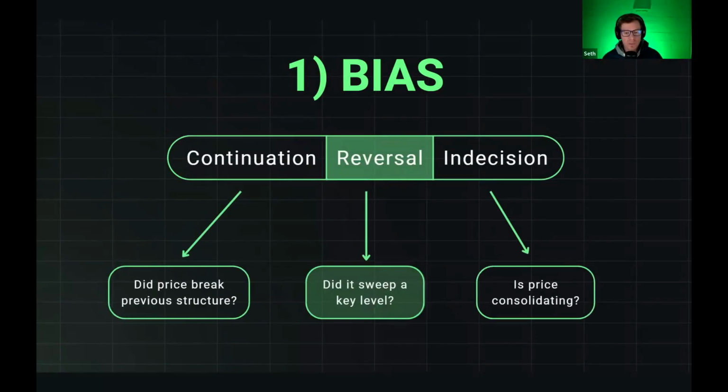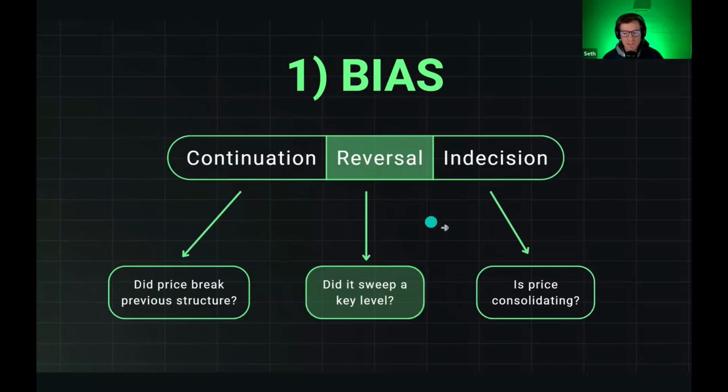So first of all, let's start with bias. Determining the bias, there's only three different aspects of bias. It's either in continuation, there's a reversal, or it's in indecision. And these are three questions you can ask yourself. If it's in continuation, did it break a previous structure, a previous high, a previous low? Then it's in continuation. Did it sweep a key level or sweep a previous structure, high or low?